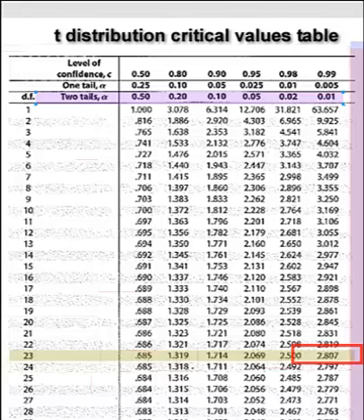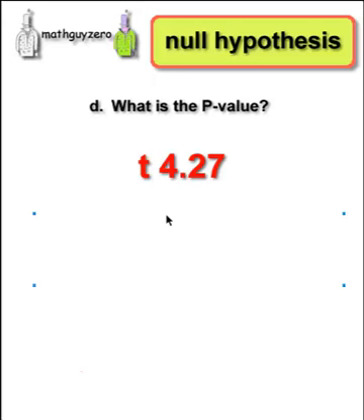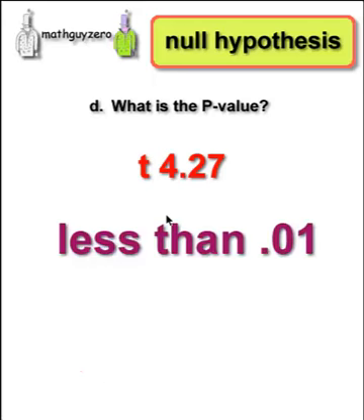So when it's that far off, we just say that it's less than 0.01. But let's go ahead and find out what the real probability value is using Excel.